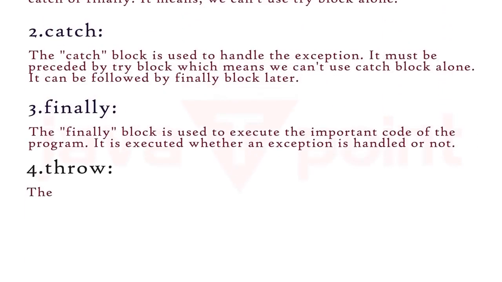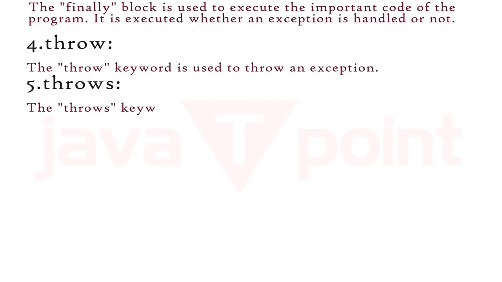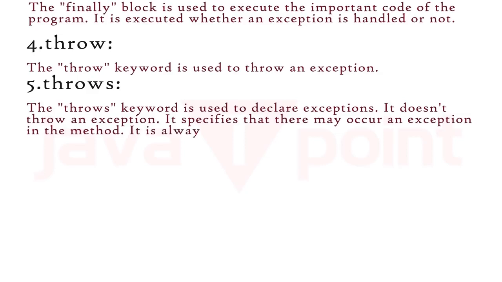Number 4, throw. The throw keyword is used to throw an exception. Number 5, throws. The throws keyword is used to declare exceptions. It doesn't throw an exception. It specifies that there may occur an exception in the method. It is always used with method signature.